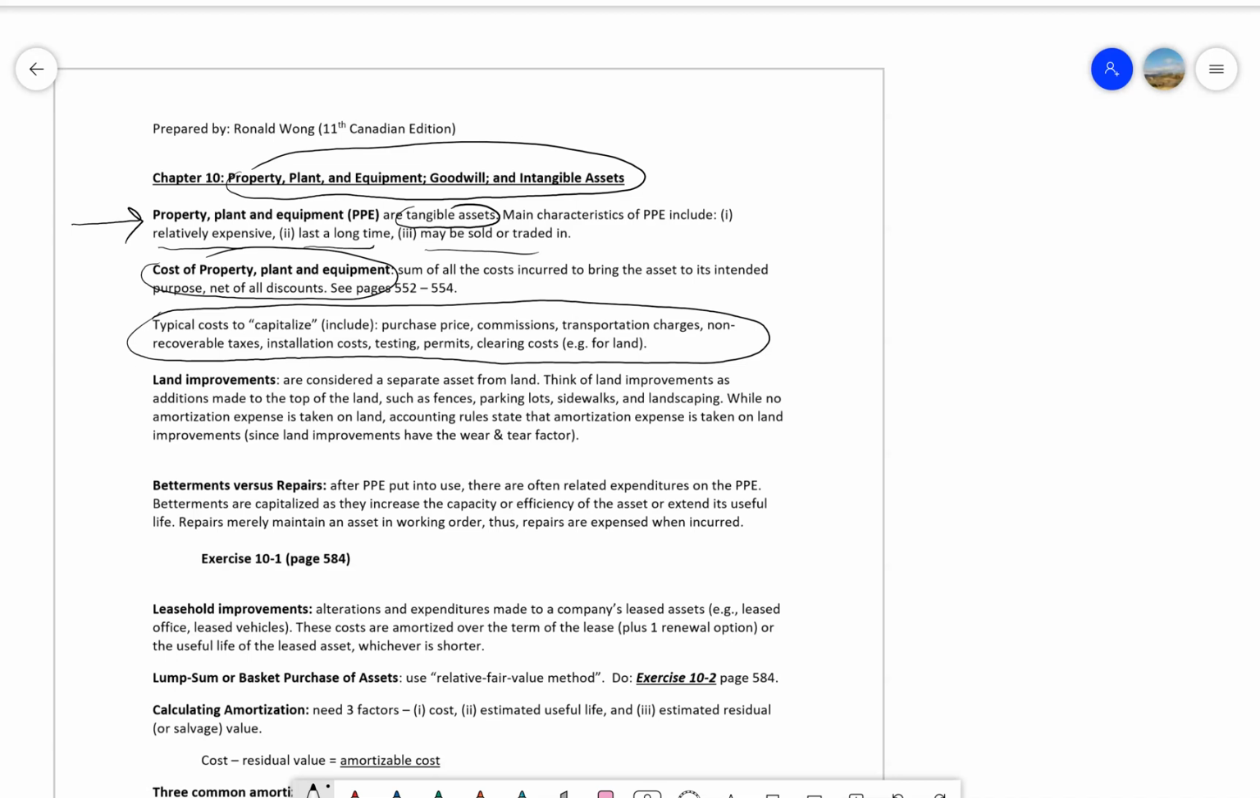And we refer to this as capitalizing the cost. So any cost that we add to these long-term assets, we're going to capitalize the cost rather than expense them. And so obviously the purchase price is included. If we paid any commissions, any transportation charges, those would be included as well. Any non-recoverable taxes, for example, provincial sales tax, any installation costs, testing, permits, clearing costs for land will also be capitalized or added to the cost of the asset.